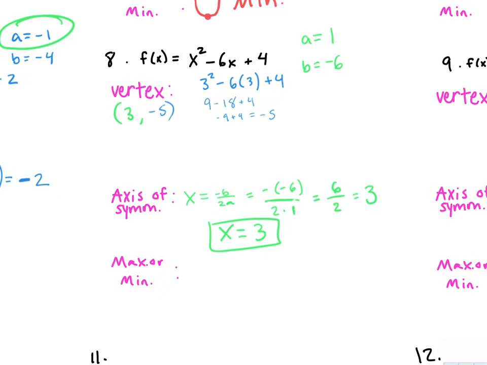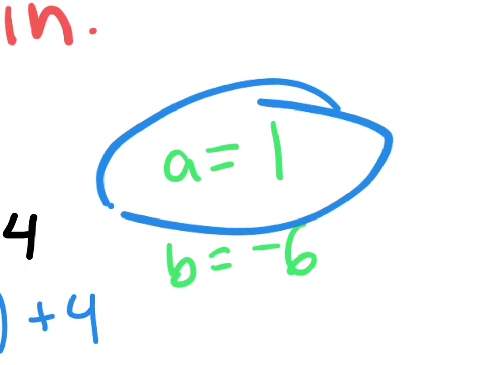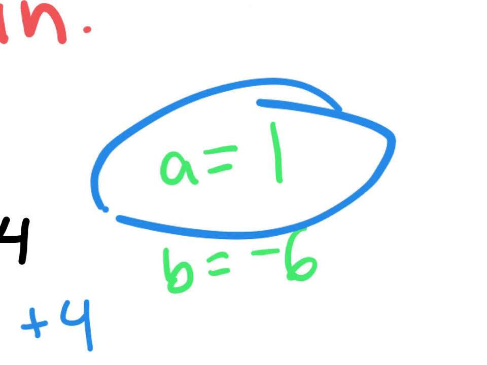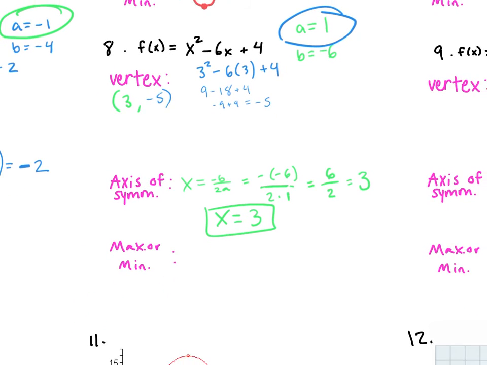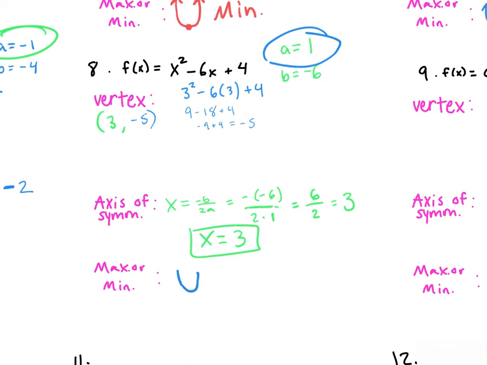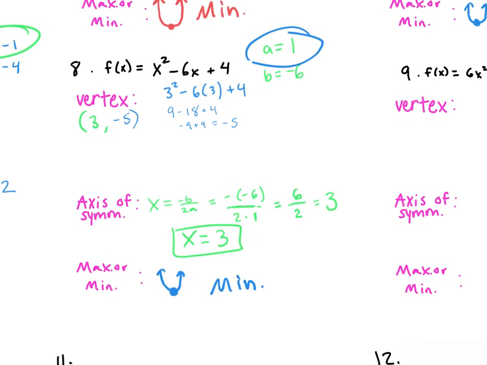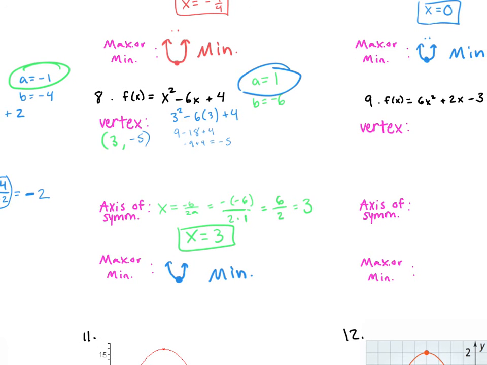Gilbert, is our A positive or negative? Positive. So do we have a happy face or a sad face? Happy face. Do we have a max or min? Minimum. Good job. All right, just for the sake of time, I'm going to skip number 9 because we have lots to do today. So let's go to number 10.